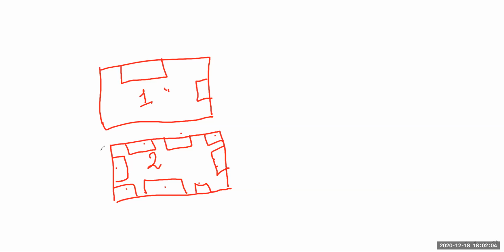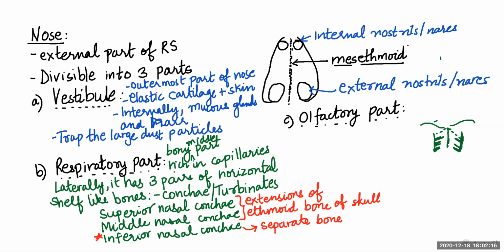Now tell me what will happen when air will pass through the respiratory part of the nose. Respiratory part of the nose has three horizontal shelves of bone called superior nasal concha, inferior nasal concha and middle nasal concha. So what will happen?